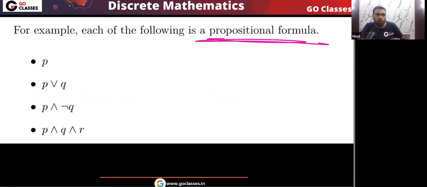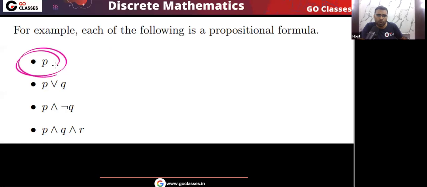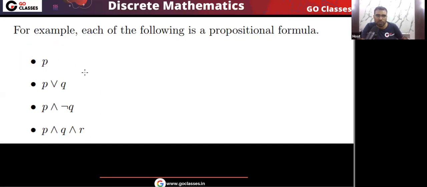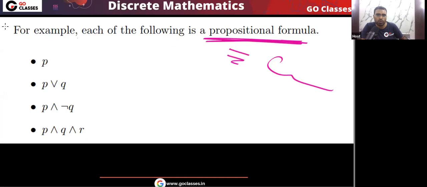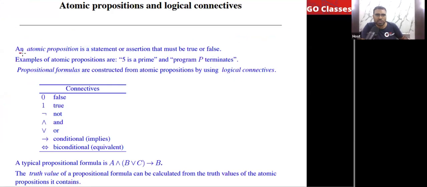So these are propositional formulas. This is also a formula, formula, formula. But this is a propositional variable, and all of them are propositional formulas. This is an atomic proposition, and all of them are compound propositions, because another name for propositional formula is compound proposition. Okay, very simple. We have already seen this. Now let's move on. Atomic proposition means propositional variable. And we have seen what a propositional formula is. For example, this is a propositional formula. Yes or no? A and B or C implies B. This is a propositional formula. Okay, very simple.